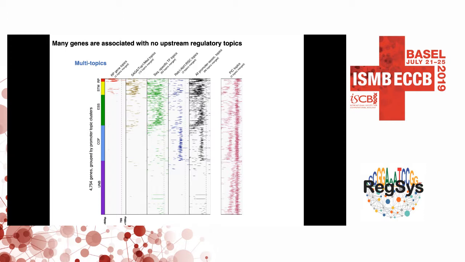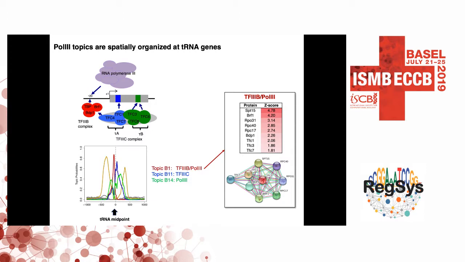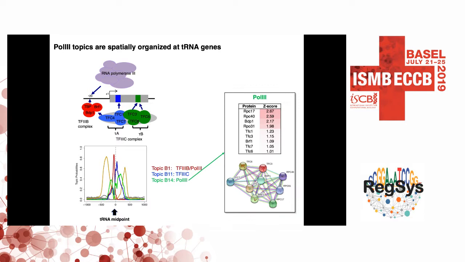Okay, in my last couple of minutes here, I want to return to this idea: we have a complex, can we tell something about its spatial organization, its structural organization, just from the ChIP-exo data itself? So for this, I want to focus on an example where we have tRNA genes in yeast, and we have several topics that we see organized at these genes. These are all topics that make sense. They're TFIIIB, TFIIIC, POL3, right? So these all correspond to the known regulatory complexes for tRNAs.